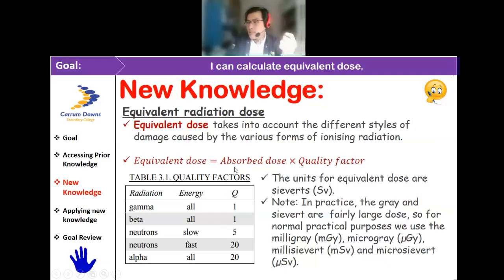So the equation we use is we take the absorbed dose, so whatever we calculated before, and then we multiply by the quality factor, okay? And the unit for equivalent dose is sieverts.